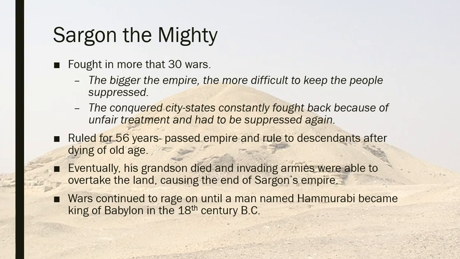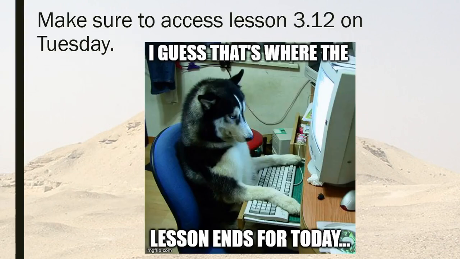Now, wars did continue to rage on because certain people wanted to be in control, but none of them were very successful in that. But one man did become successful eventually, and his name was Hammurabi. He was the king of Babylon in the 18th century BC, and we're going to talk more about him in the next lesson. So that is all for 3.11.